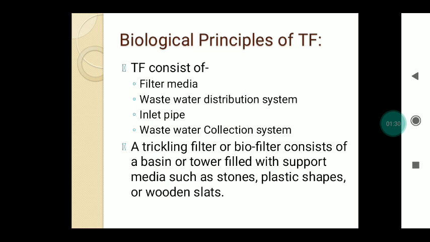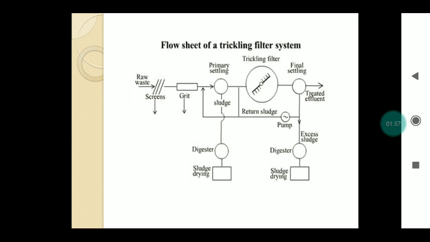The biological principle of the trickling filter. First of all, a trickling filter consists of filter media, a wastewater distribution system, an inlet pipe and a wastewater collection system. A trickling filter or biofilter consists of a basin or a tower which is filled with support media such as stones, pebbles, plastic sheets and wooden slats. This is the diagram which shows the trickling filter unit in between the primary settling and final settling tank.